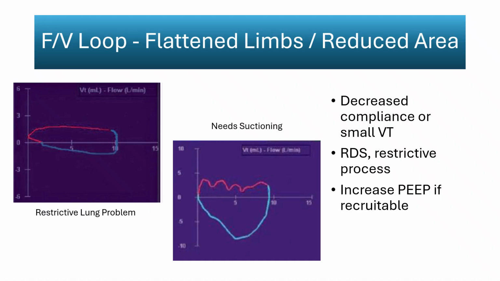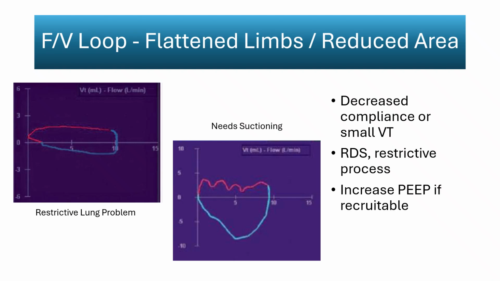Flattened inspiratory and expiratory limbs with a noticeably reduced loop area indicate that the tidal volume moving through the system is small and that the lung is contributing very little flow for a given change in volume. The loop appears narrow and compressed because both the inspiratory and expiratory flow peaks are diminished and the total volume enclosed by the loop is reduced.